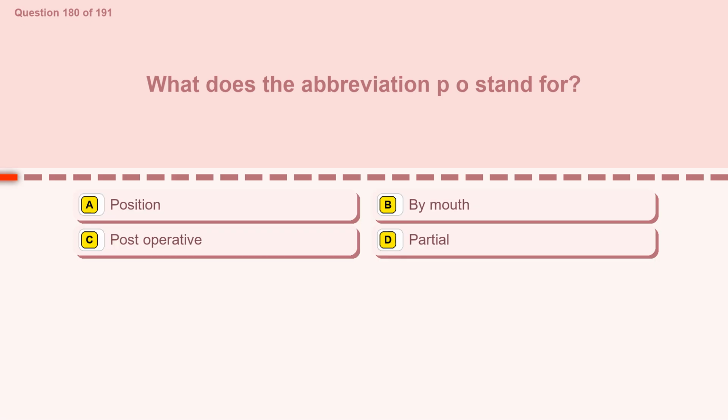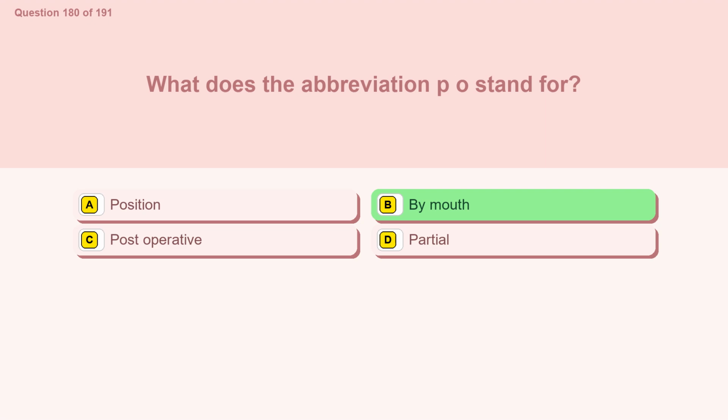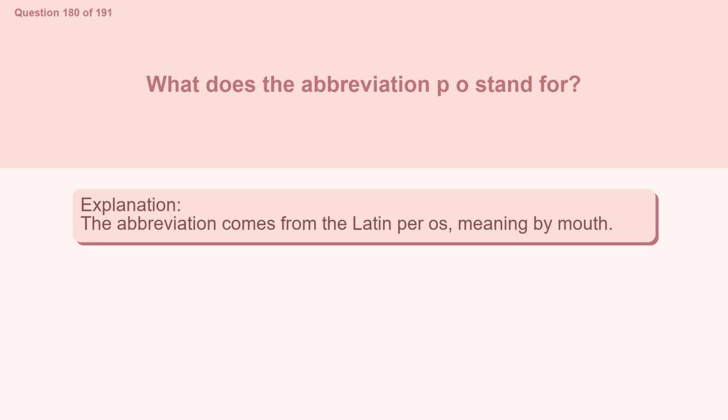Question 180. What does the abbreviation PO stand for? Option A, a position. Option B, by mouth. Option C, postoperative. Option D, partial. The correct answer is option B, by mouth. The abbreviation comes from the Latin per os, meaning by mouth.